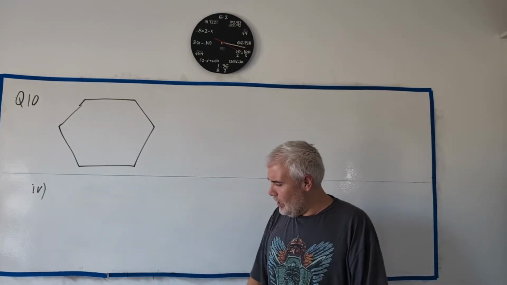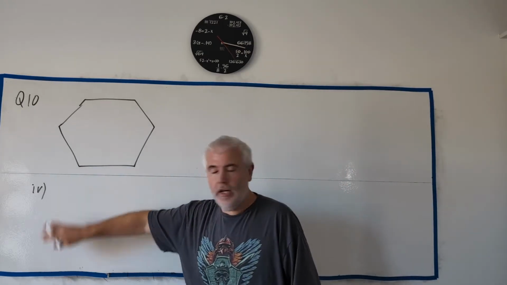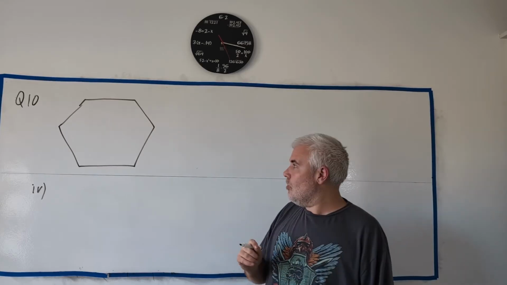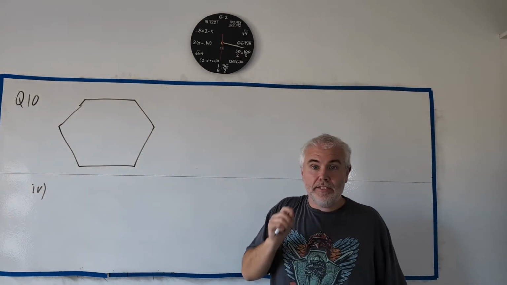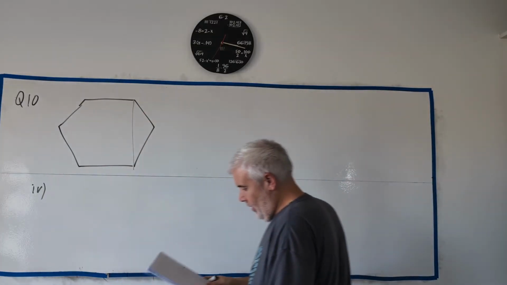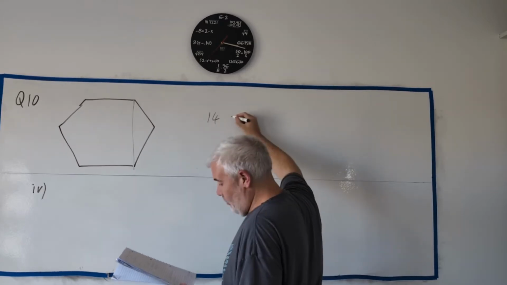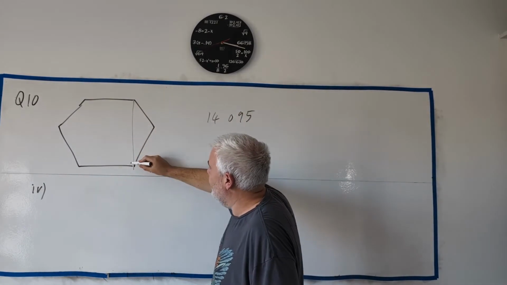It seems my camera gave up there partway through that question, so I'll have to jump back in on part 4. They ask us for the total area of this shape. Now, it's not as hard as it looks, because remember, we found the area of this shape over here. It's something like 14,095. We've also found the length of this here.